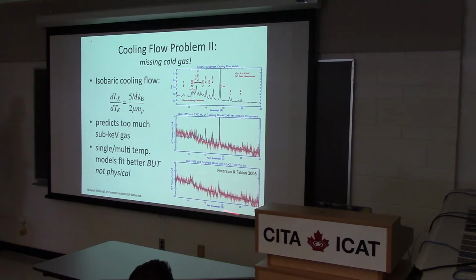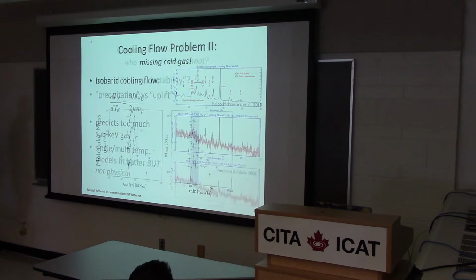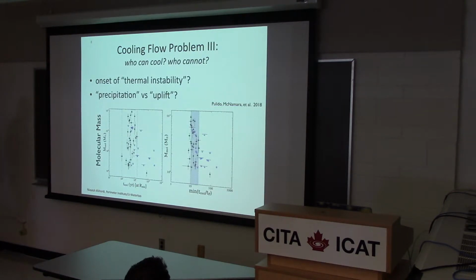So here's the problem. This is a similar problem, the missing cold gas, but a different manifestation of it. If you try to fit the spectrum on a small scale, at small temperatures, where you expect basically everything to cool, you don't see anything crazy. The idea is that there must be a solution to this, but exactly the form of the solution is still very controversial and also somewhat complex.